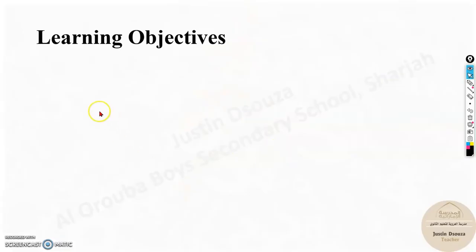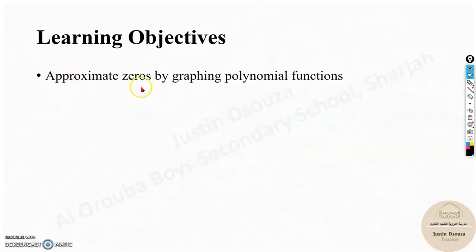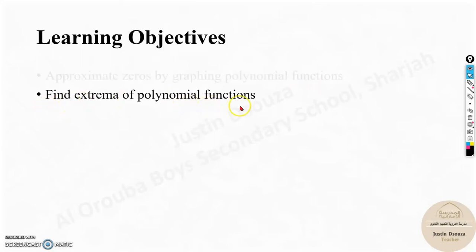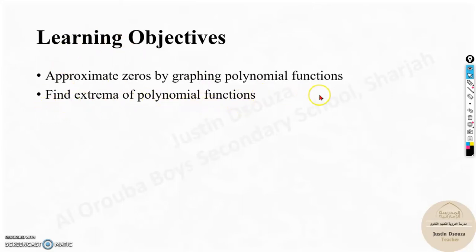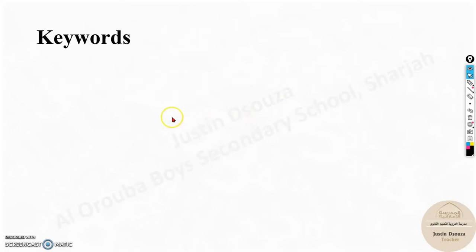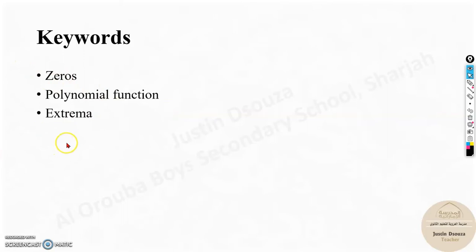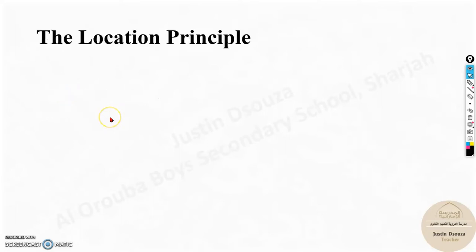The learning objectives of this lesson are to approximate zeros by graphing polynomial functions and to find extrema of polynomial functions. We will be thorough with these two objectives in the coming videos. We will solve plenty of problems for these objectives. A few of the key words in this lesson are zeros, polynomial function, and extrema. You might have come across these keywords before as well, but anyway, you will be coming across them in this topic. Now, let us introduce ourselves to the location principle.